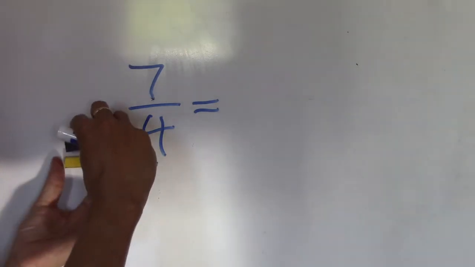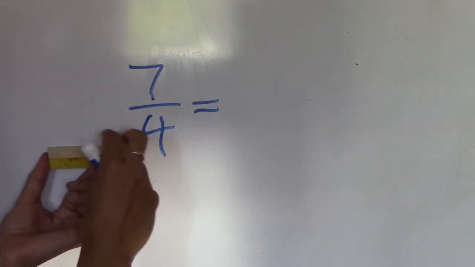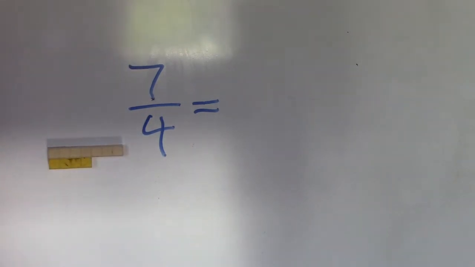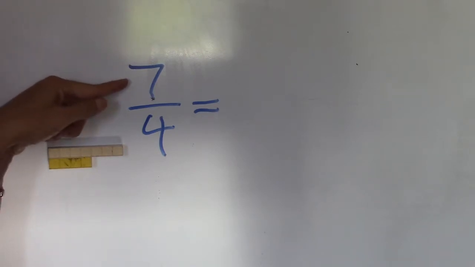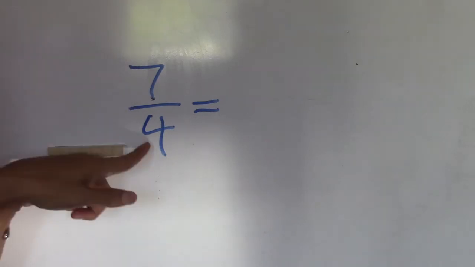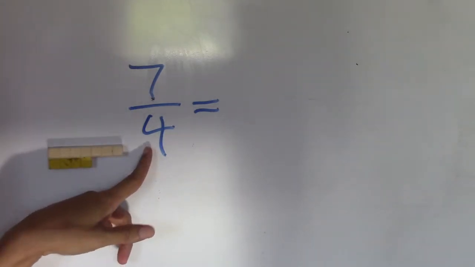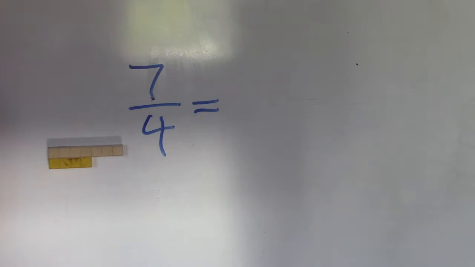All right. So 7 quarters. This is an improper fraction. Oh, and let's go over this one more time. What's this part called? The numerator. Very good. What's this part called? Denominator. Very good. See? Now you know. So 7 quarters is the same thing as what, if we turned it into a mixed number? How many 4s in 7? 1. Got it.